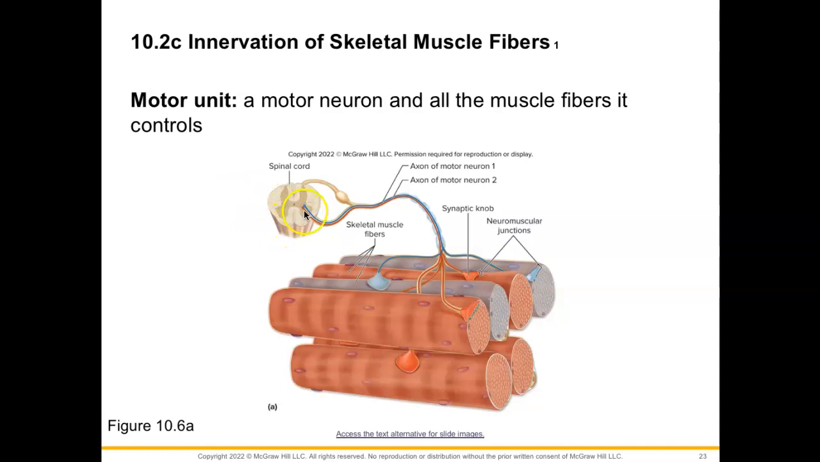Our muscles are given innervation through motor units. This means that from our spinal cord, we are going to have a motor neuron, or sometimes we can call this an efferent neuron, that will travel to these muscle cells or muscle fibers and help to control it.